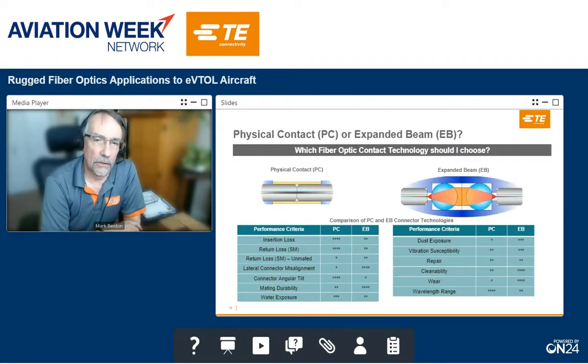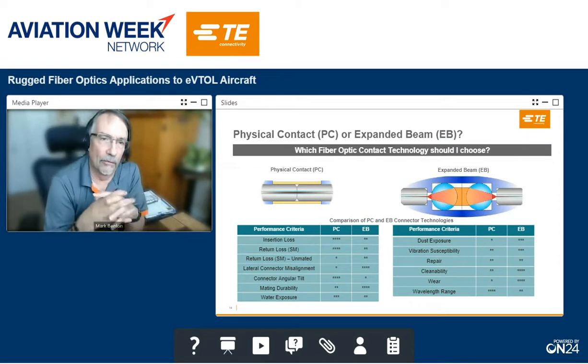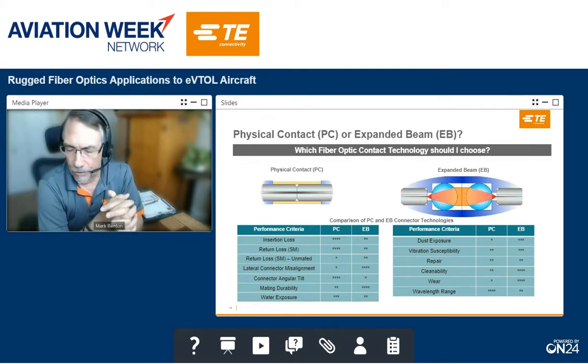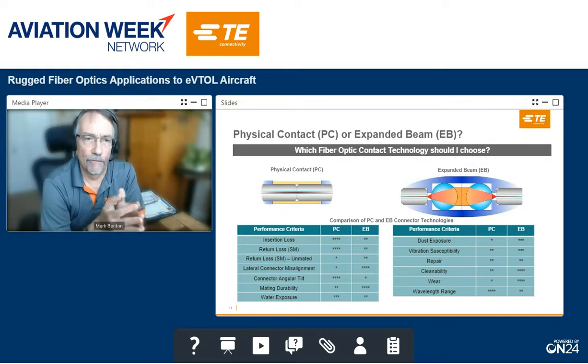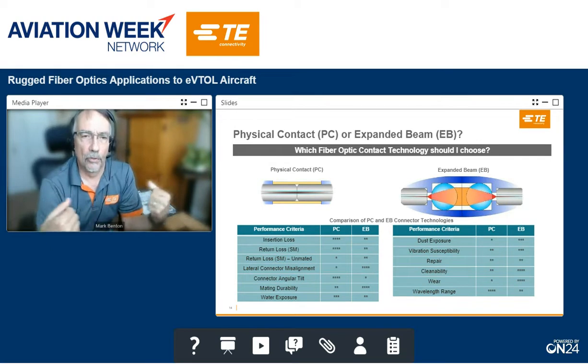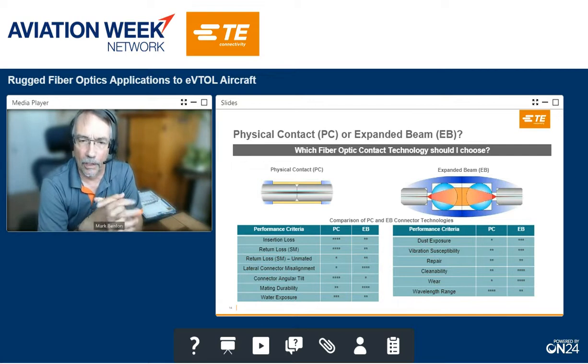And so there's really two approaches that are prevalent in the market that we serve, and this is true across other markets as well. There's two basic ways you make a fiber connection. One is what's known as a physical contact, where you bring two typically ceramic ferrules together under a spring force, and you align them carefully, and then you couple the light across that interface. The second approach is expanded beam, and what that basically means is you draw those ferrules apart and you insert some lensing elements that basically create a collimating free space beam connection.